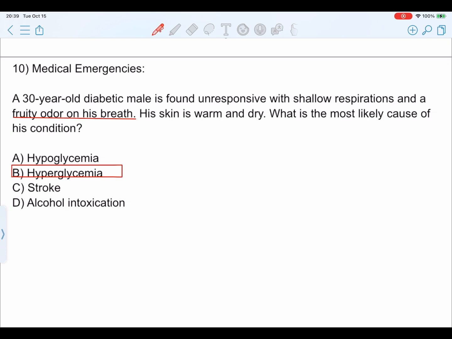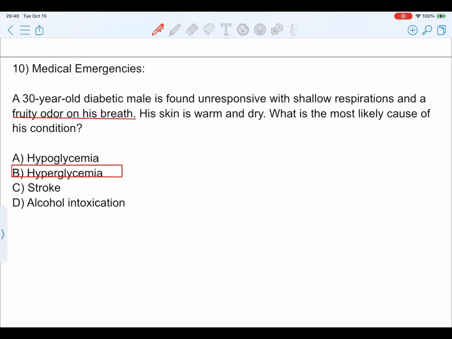Moving up to stroke, this question didn't give us any really major stroke signs. It didn't talk about gait, it didn't talk about facial droop or slurred speech. All it says is he's unresponsive with shallow respirations and he's got that fruity odor on his breath, which should be setting off alarm bells in our head. So that leaves us with hypo and hyperglycemia, which is great because we've already narrowed it down to those two and we figured it's going to be related to diabetes.